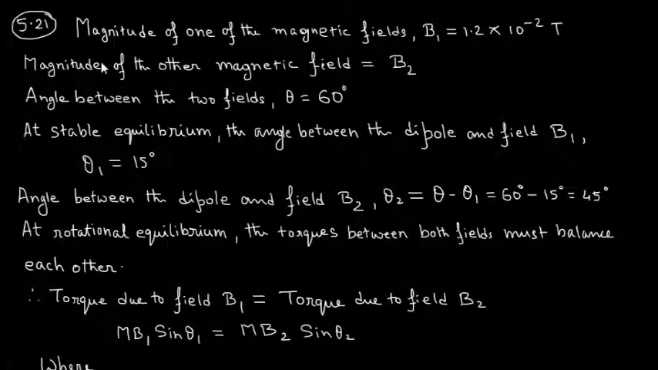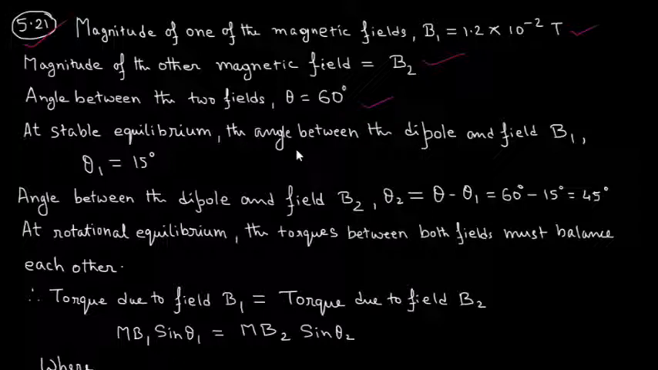So the solution is: magnitude of one of the magnetic fields B1 is equal to 1.2 × 10^-2 Tesla. Magnitude of the other magnetic field is equal to B2. Angle between the two fields theta is equal to 60 degrees.